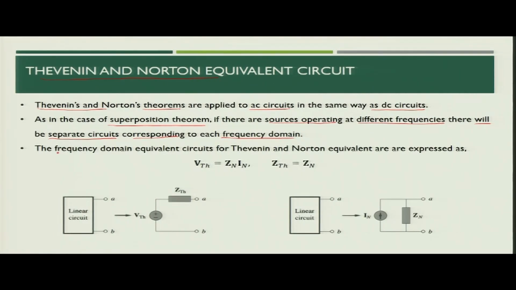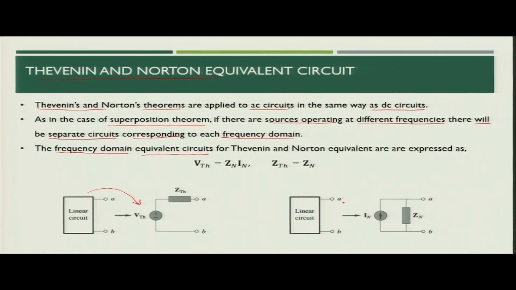Now, let us understand the Thevenin and Norton's theorem in one particular frequency domain. We will first create the equivalent circuit. Equivalent circuit is nothing but Thevenin's or Norton's equivalent. So, how will we create Thevenin equivalent and Norton equivalent? We will use the same technique which we used in case of DC circuit analysis, where we will have one linear circuit. This linear circuit will be represented with the help of Thevenin equivalent, where we will have Thevenin voltage in series with Thevenin impedance.